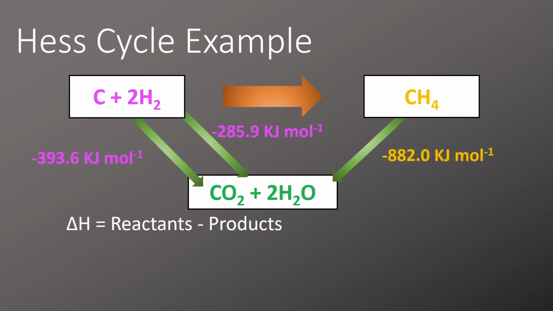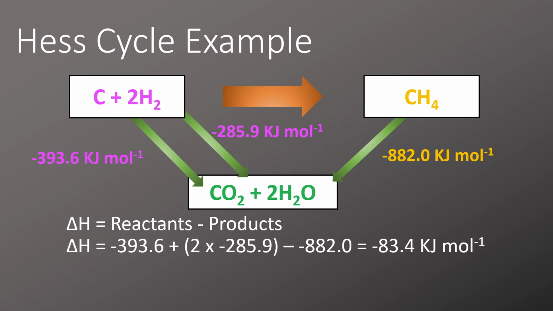Once we've got these, we'll look at our equation this time, which is reactants minus products, which is the other way around to the formation data we were working with on the last episode. We'll substitute the numbers into the equation, remembering to times the value for hydrogen by 2, because we have 2 lots of hydrogen in the reaction, and this gives us minus 83.4 kilojoules per mole. Remember, always add the units.